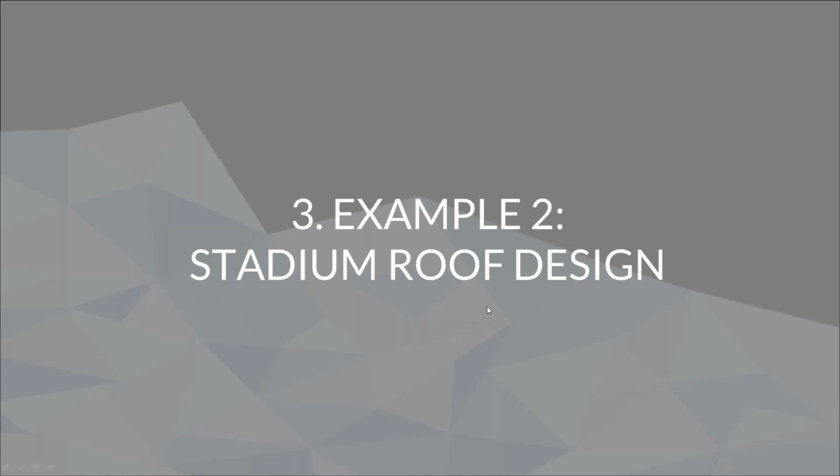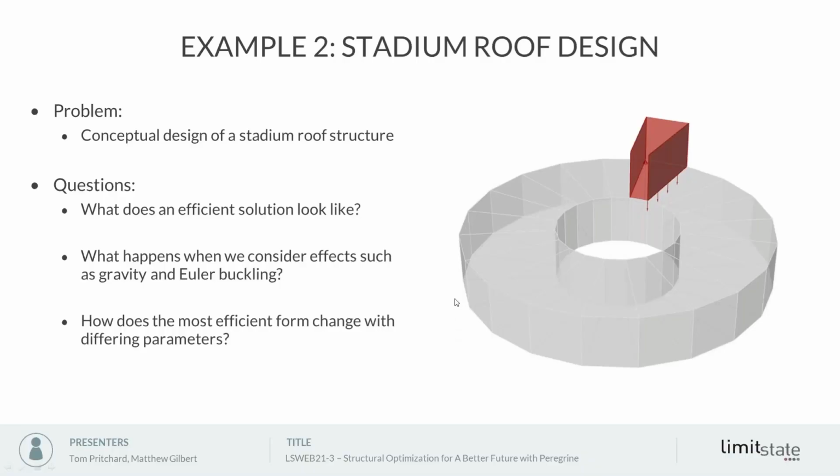And that takes us on to the second example, which is one of design of a stadium roof. So something that's slightly more large scale and realistic. The questions we're asking ourselves here are, what does an efficient solution look like for this particular type of problem? And what happens when we consider effects such as gravity and Euler buckling? And how does the most efficient form change with differing parameters?